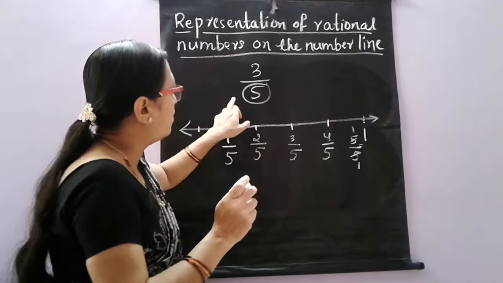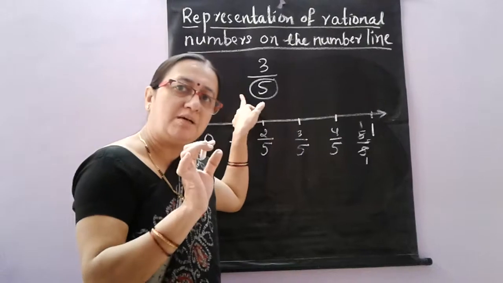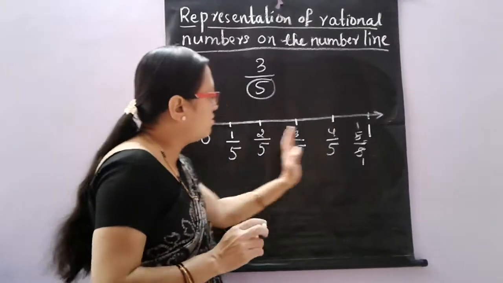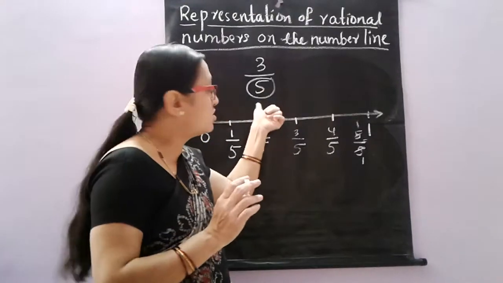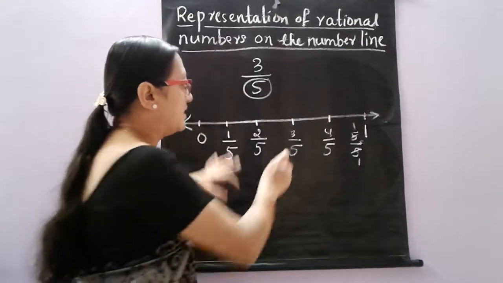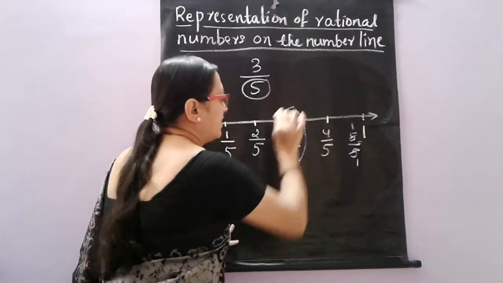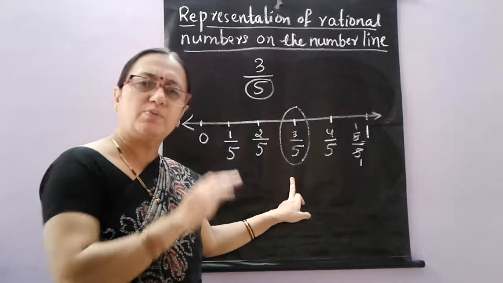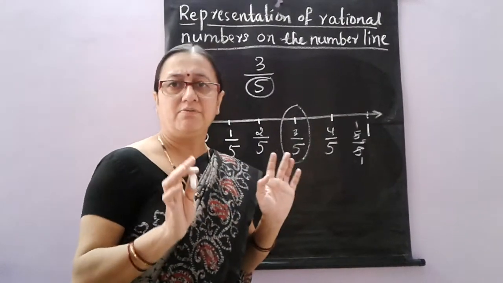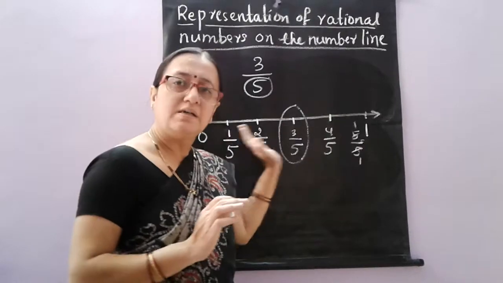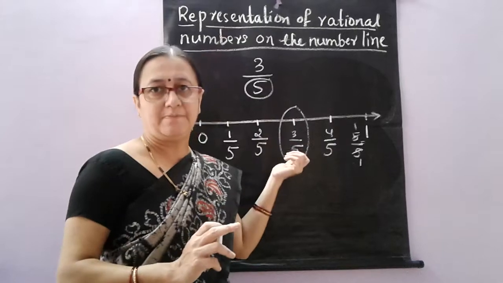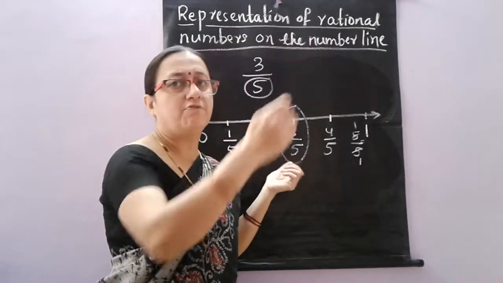So when you want to represent any rational number on the number line, first see the denominator. From 0 to 1, divide it into that many equal parts. Then where does 3 by 5 lie now? It lies here. So we can easily identify. It is very easy to represent a rational number on the number line. We can directly split the number line, 0 to 1 only, into that many equal parts. Then we can find it.